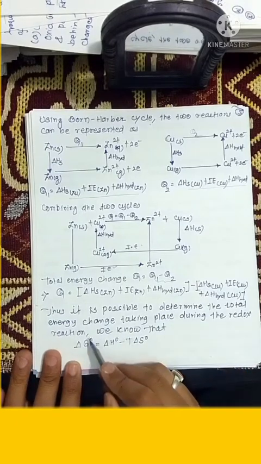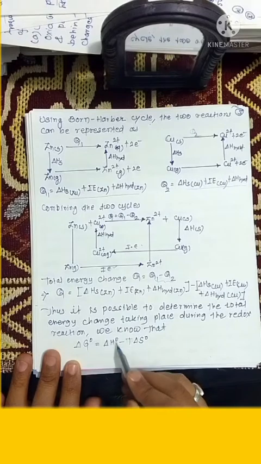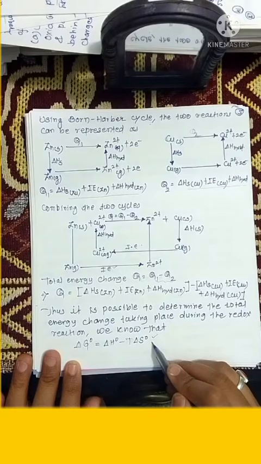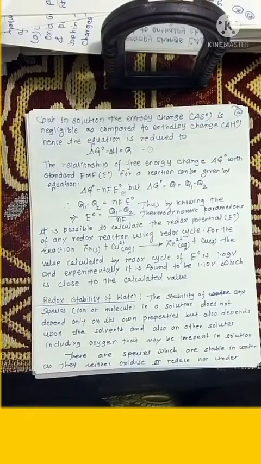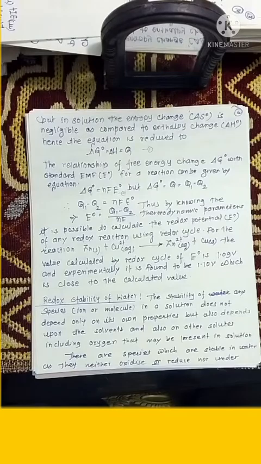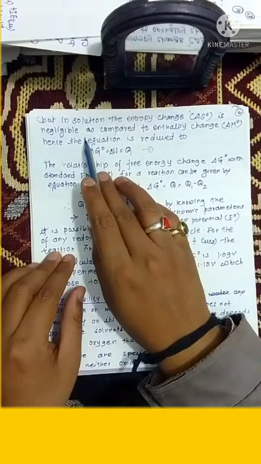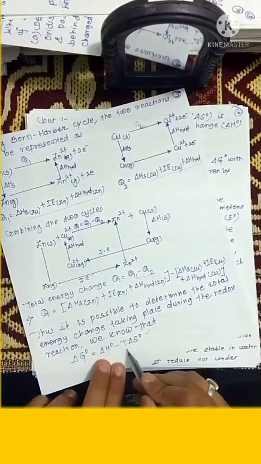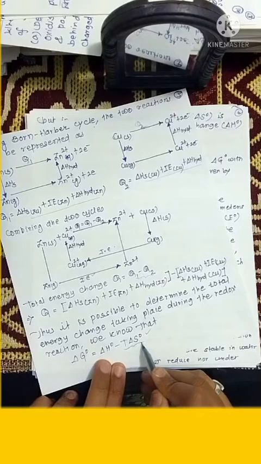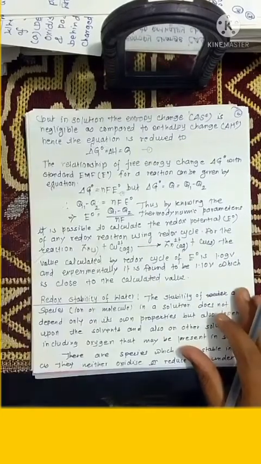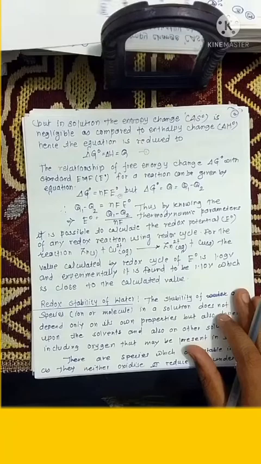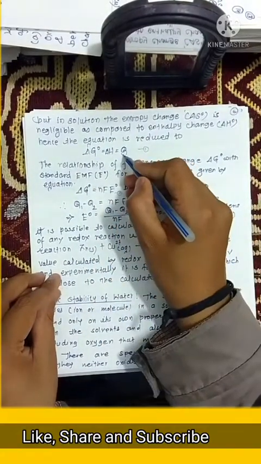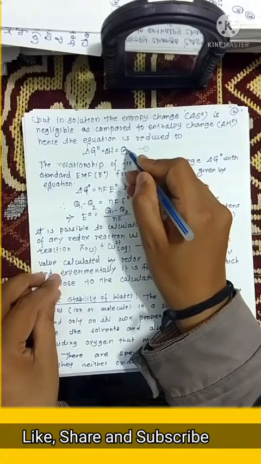Also we know that delta G0 is equal to delta H0 minus T delta S0. This comes from your thermodynamics. But in solution, delta S0 is negligible, and because of that, this term can be simply omitted from this equation. So we can write delta G0 is equal to delta H, that is nothing but Q, that is the energy change.